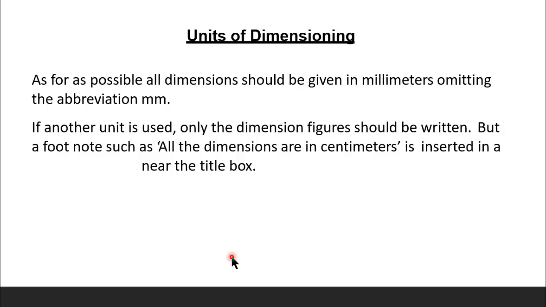Next, units of dimension. Normally we commonly use millimeter as the unit, and whenever we give the dimension figure, abbreviations like millimeter, centimeter will not be shown, because the common dimension will be followed. Near the title box we write whether all the dimensions are in inches or millimeters or centimeters, like that we need to write the message near the title box.